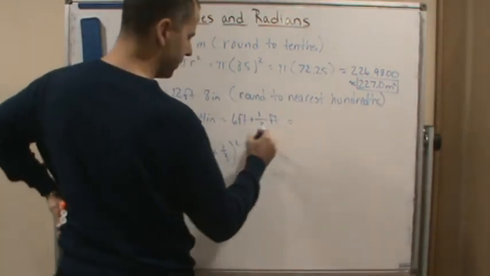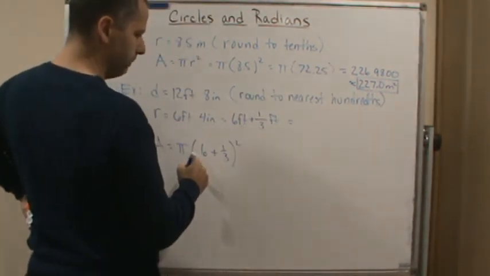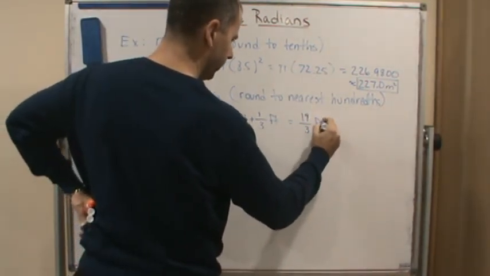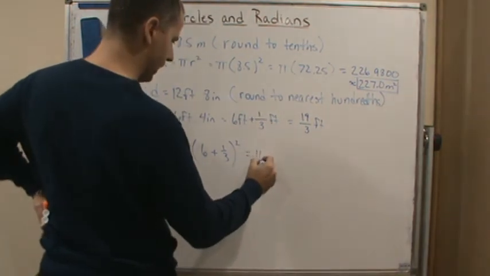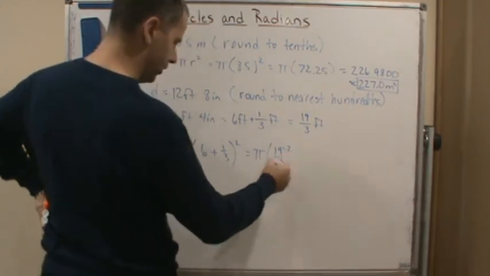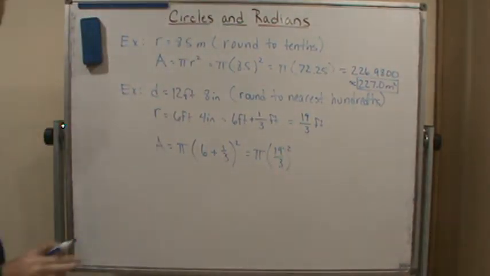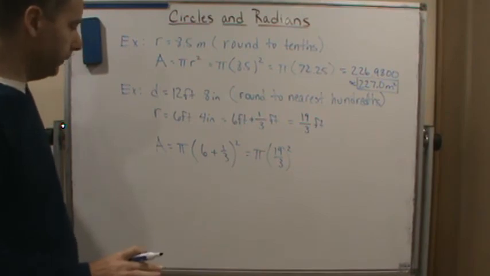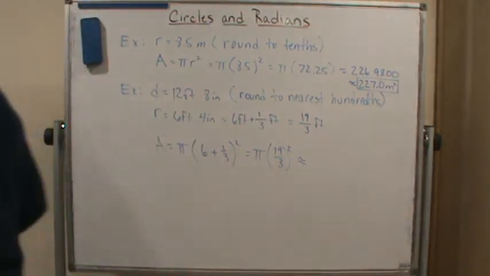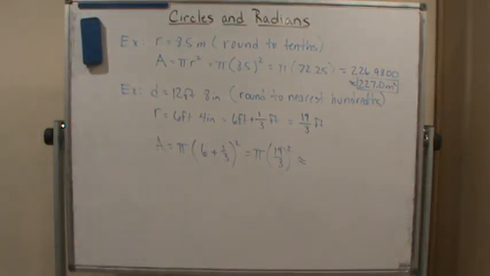Or you could change this into an improper fraction, and so this would be 19 over 3 feet, and then we could write this as pi times 19/3 squared, and you could do that in your calculator. It doesn't matter, either way, okay? And so what's the approximate answer with pi? Well, let's see, with pi we get 126.01227.